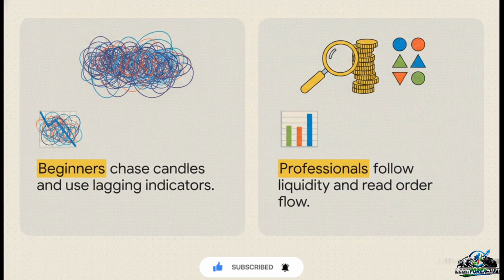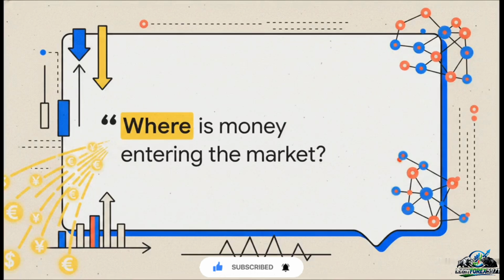But professional traders, they're calm. They anticipate. They follow the liquidity. They respect market structure, and they read the raw order flow to see who is actually in control before risking a single dime. And that brings us right back to our very first question. Where is money entering the market?